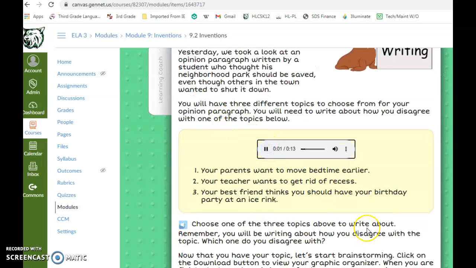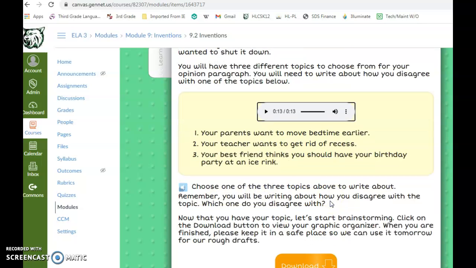1. Your parents want to move bedtime earlier. 2. Your teacher wants to get rid of recess. 3. Your best friend thinks you should have your birthday party at an ice rink. All right, so thinking about one of those, you're just picking one, maybe the one that you disagree with the most. I'm thinking a lot of you would probably disagree if I wanted to get rid of recess. But you can pick whichever of the 3 you disagree with the most to write about.